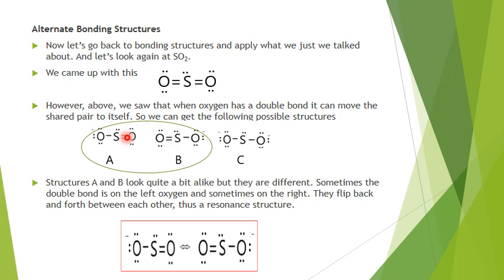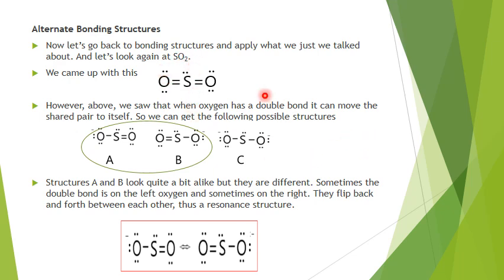Okay, so they're essentially one structure, and we call this a resonance structure. If you can get two identical structures with their bonds on different sides, you can have resonance structures. So actually we have 3 different structures here, and what we want to do is figure out which one of these 3 structures is probably sulfur dioxide.